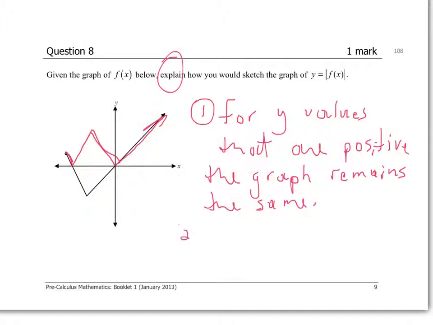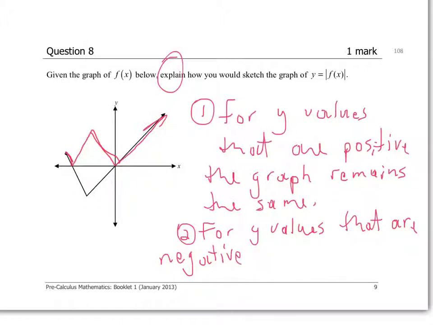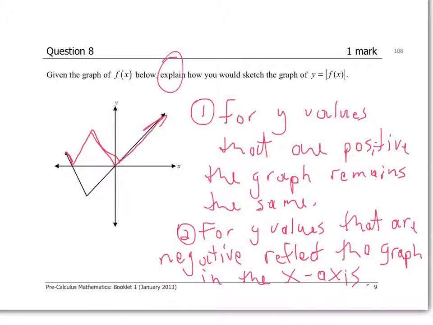And what are we saying for y values that are negative? For y values that are negative, reflect the graph in the x-axis. So it's an x-axis reflection. So that's basically how we do any absolute value graph. And it's not needed, but in red, it's the absolute value of f of x.